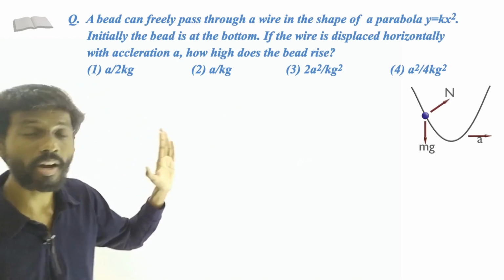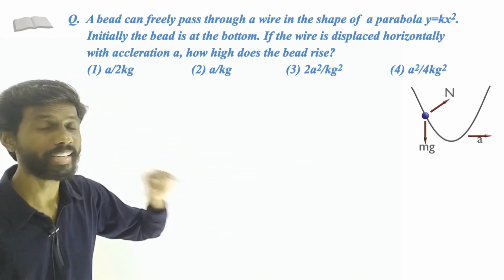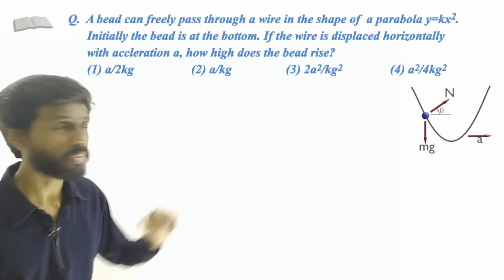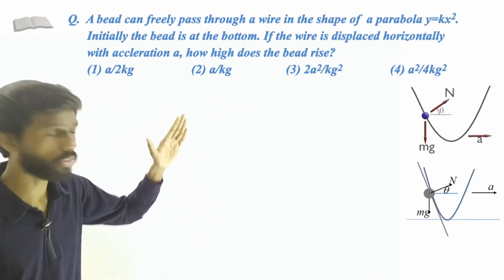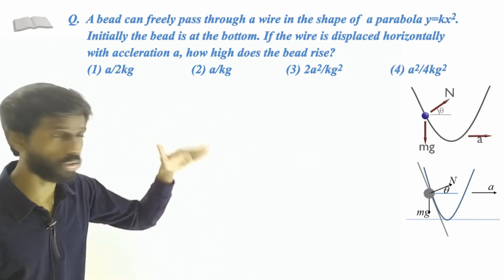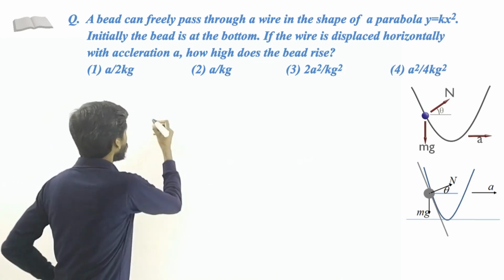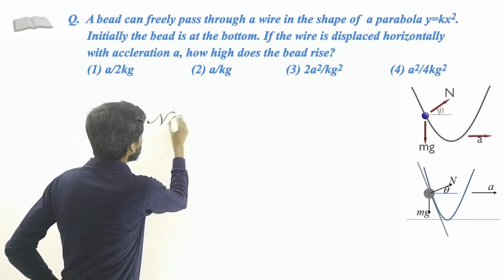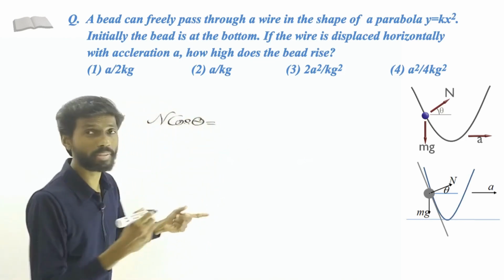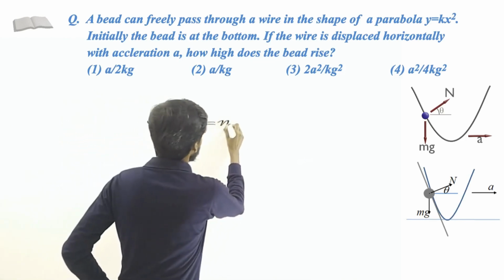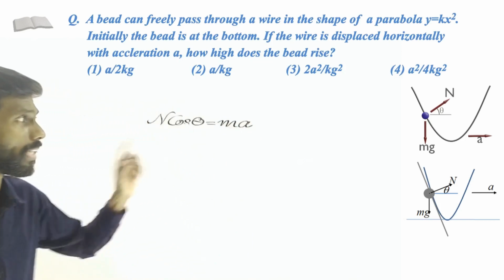Now we have to take its horizontal component, because the object is moving in the horizontal direction. Take this angle to be theta with the horizontal. That means what is its component? N cos theta, right? N cos theta, that is the only force acting in the horizontal direction on the bead, right? So N cos theta is the force in the horizontal direction, okay? So that must be equal to mass times the acceleration, okay? So this is the equation for that bead, okay?